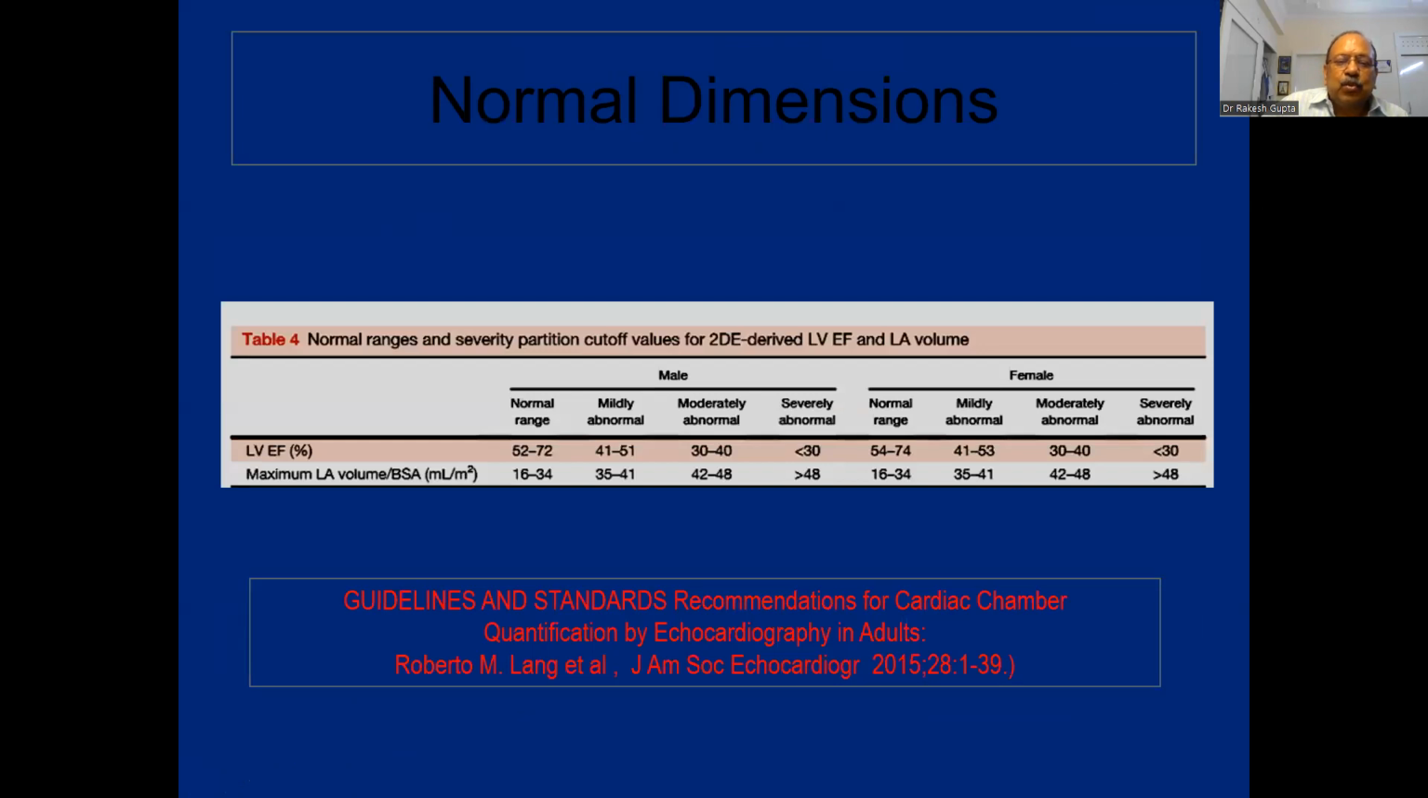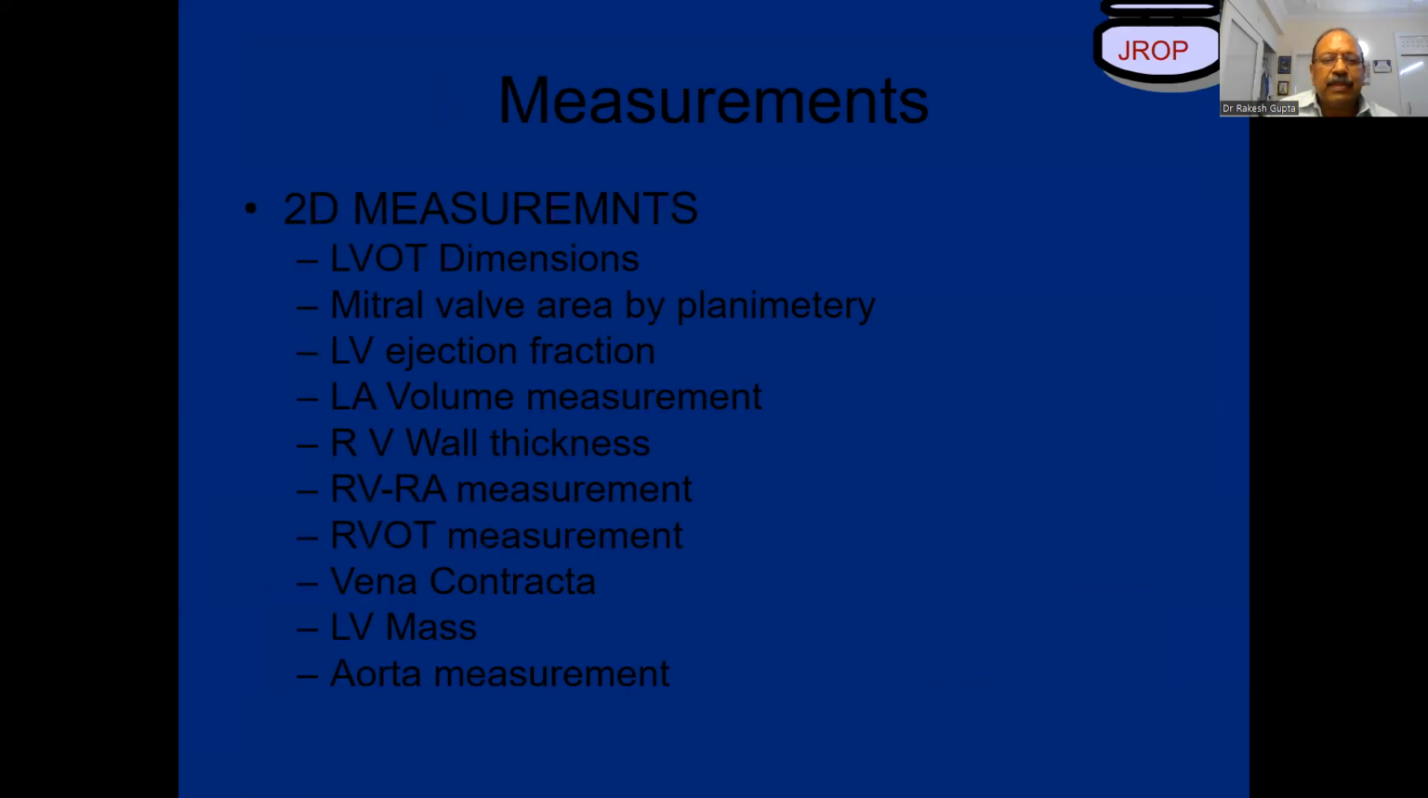The next question is, what is a normal ejection fraction? Based on the 2015 Chamber Quantification Guidelines by the American Society of Echocardiography, the normal LV systolic function in males is 52 to 72%, whereas in females it is 54 to 74%. So to say, the females are more masculine than males in these calculations.